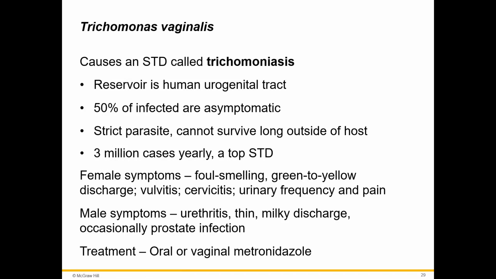We have 3 million cases per year. It's a very prevalent STD. In females, the symptoms that will occur are a foul-smelling odor from the vaginal area, and you will get this green to yellow discharge that is excreted. You can also have vulvitis, which is basically an irritation of the vulva. They're going to be visibly irritated. And then we have cervicitis, so the cervix can get infected, and you can see this through a pap smear.